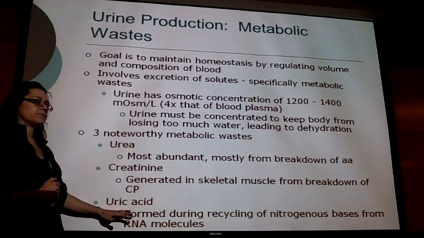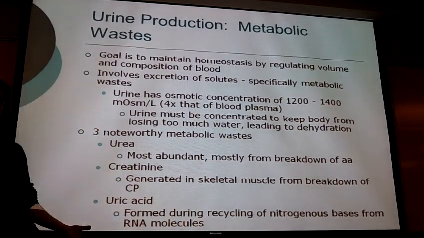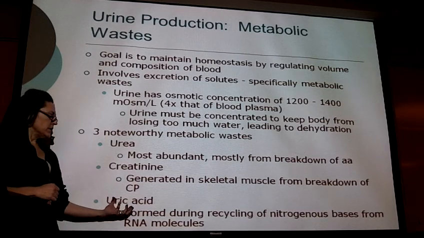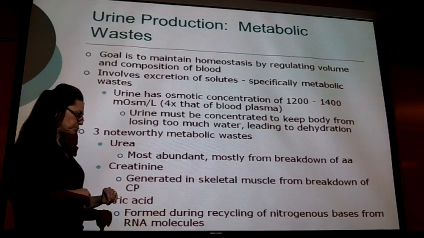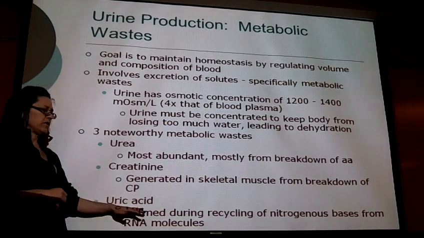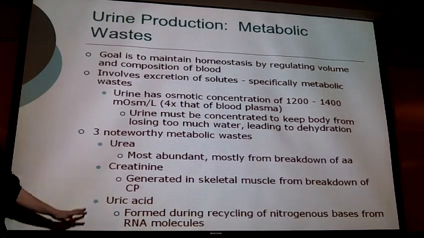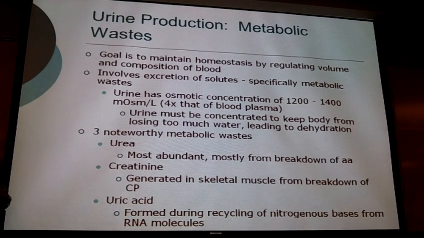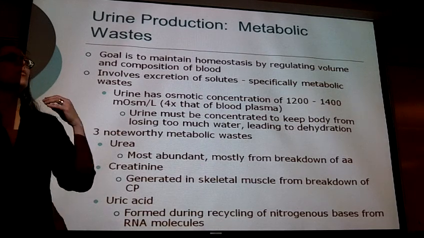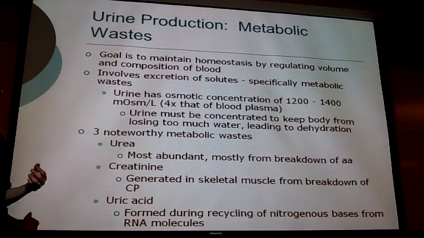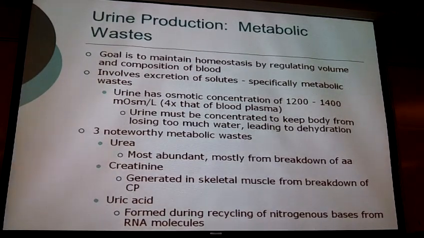And then uric acid. Uric acid is formed when you recycle nitrogenous bases from RNA. So this could be formed in a variety of ways, but anytime you're breaking down RNA, you get uric acid. So these are the common nitrogen-based metabolic waste products that you see in the urine. And if they're worried about how well your kidneys are functioning or worried about various metabolic issues, they will test and see: are these at normal levels, or are they too high, or too low?